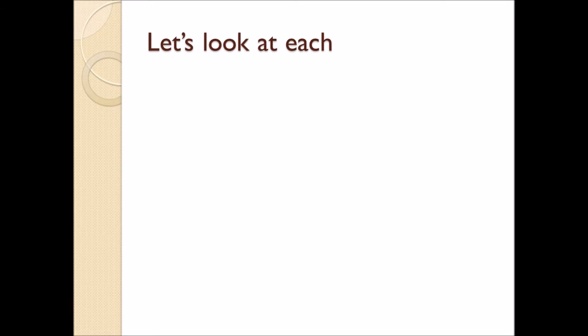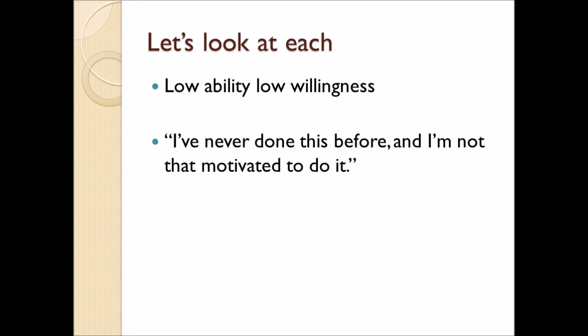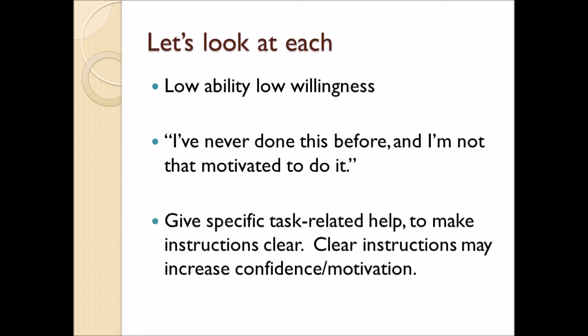So let's look at each one of these, and let's begin with the idea of low ability and low willingness. So you're a leader, you have a follower sitting in front of you, and this person has low ability and low willingness. What does that mean for you? Well, it means their attitude is, I've never done this before and I'm not that motivated to do it. So you have someone who doesn't know how to do the task and also isn't very interested in doing it. So that can be a tough follower to deal with.